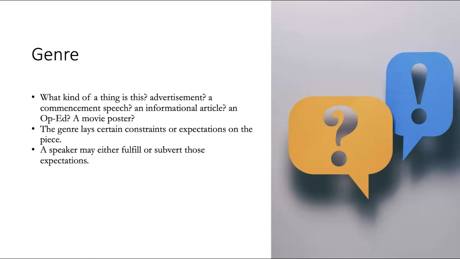The writer then has to work within those constraints, or sometimes they subvert expectations by challenging the rules of that genre. So you'll want to make sure that you're paying attention to what the genre is, so that we can identify, is the author effectively working within those constraints.